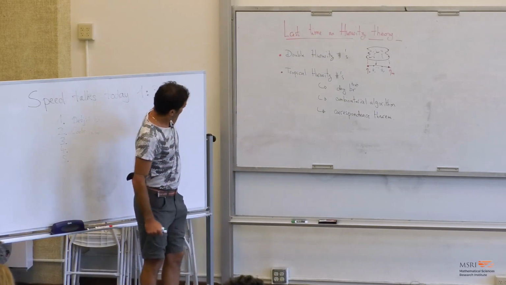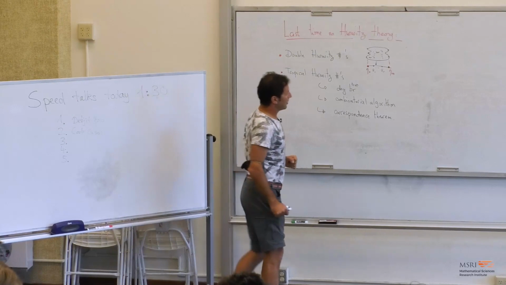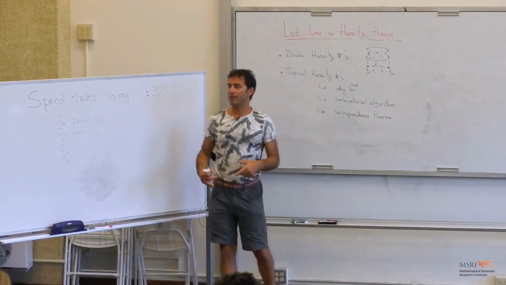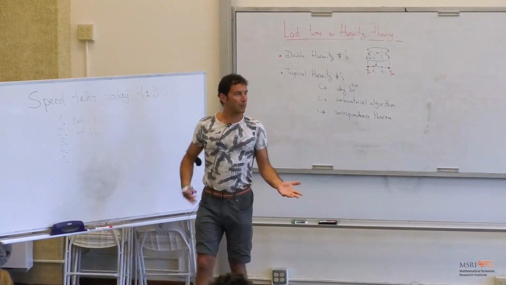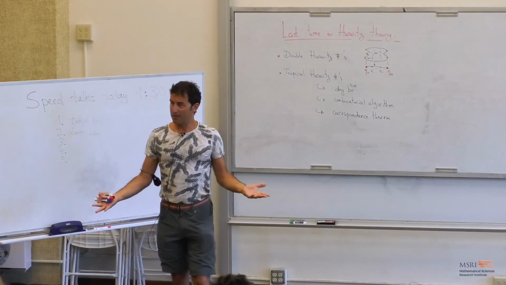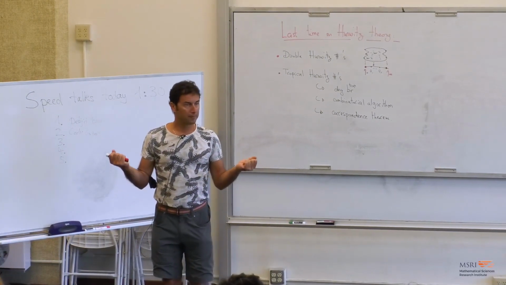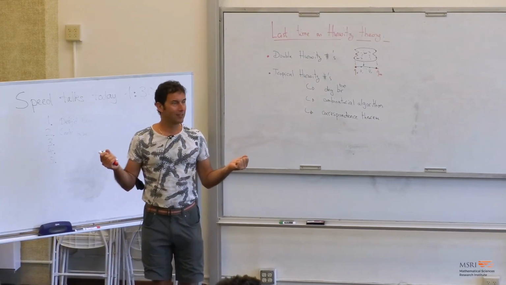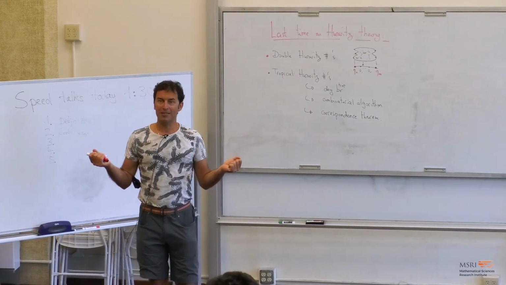And then there is a correspondence theorem that we'll talk about today that says that essentially tropical Hurwitz numbers are the same as classical Hurwitz numbers. Okay, so this is the summary. Any questions or comments?